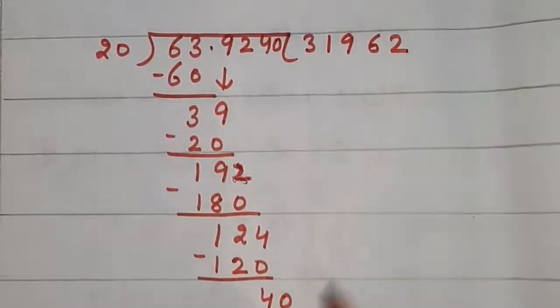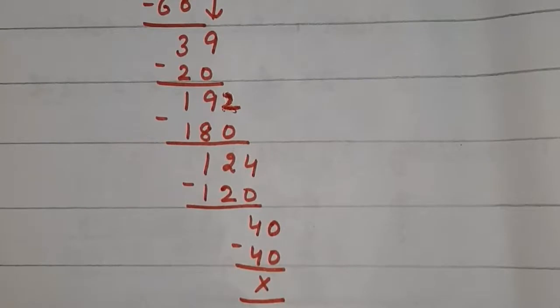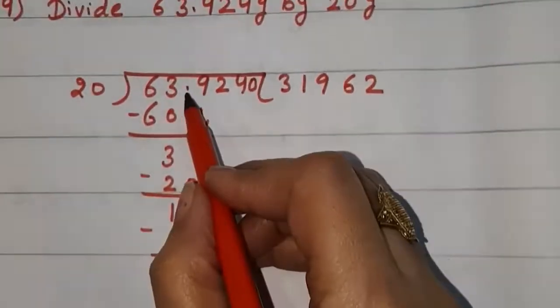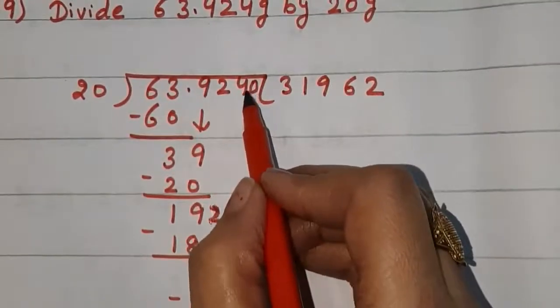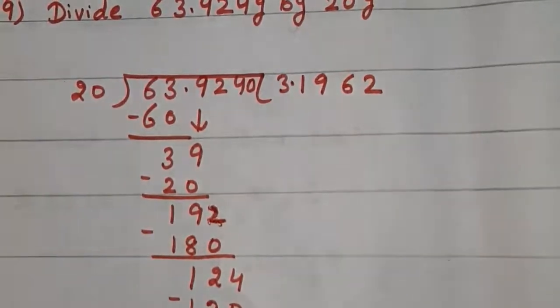22 is 40. Now our division is finished. Now after decimal 1, 2, 3, 4 digits. Put decimal here.